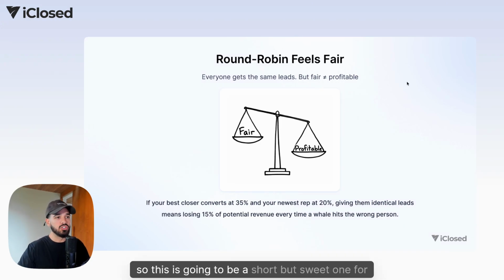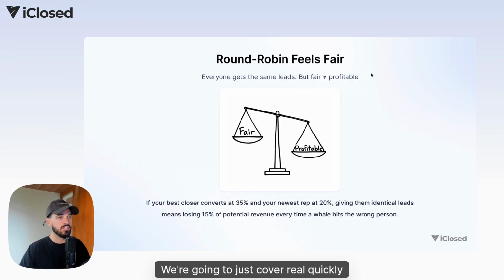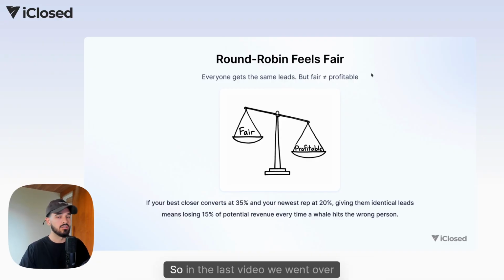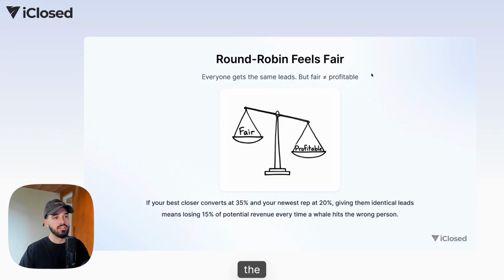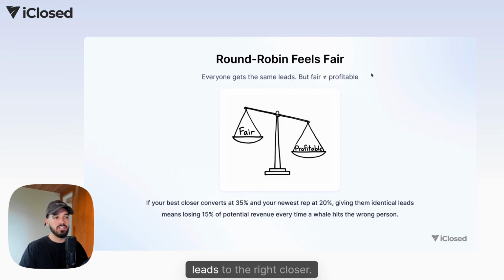All right, guys, so this is going to be a short but sweet one for you. We're going to just cover real quickly how to set up the smart lead conditional routing. So in the last video, we went over the disqualification. Now I want to show you how to route the qualified leads to the right closer. So just a couple slides for you.